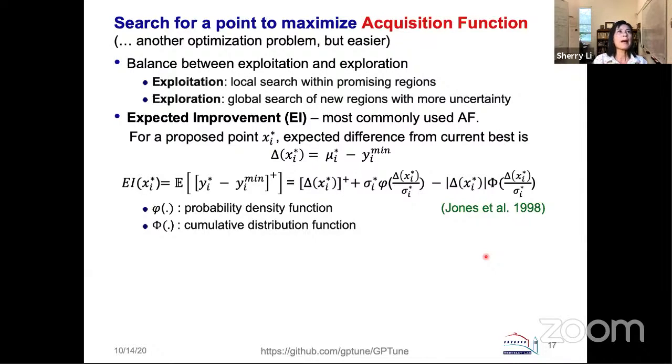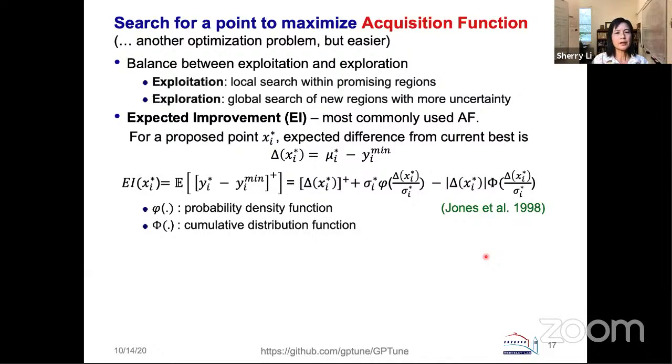The point you choose needs to balance between exploitation and exploration. So exploitation means that you want to search the local area within the promising regions that you already explored, from your previous information. Exploration is to do some global search of new regions, which probably have more uncertainty, but the payoff may be better. So there's a balance between these two. And there are a lot of ways to define this acquisition function. And our current implementation uses the expected improvement, EI, which is quite commonly used as an acquisition function.